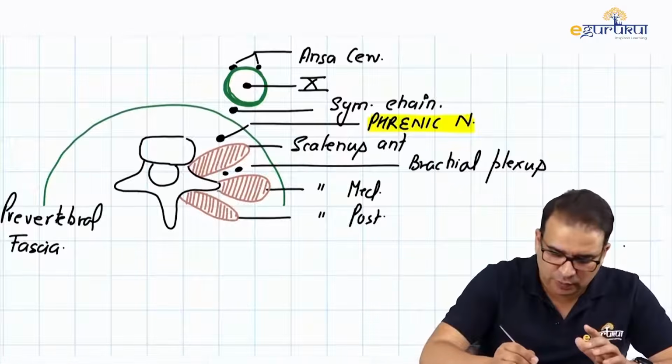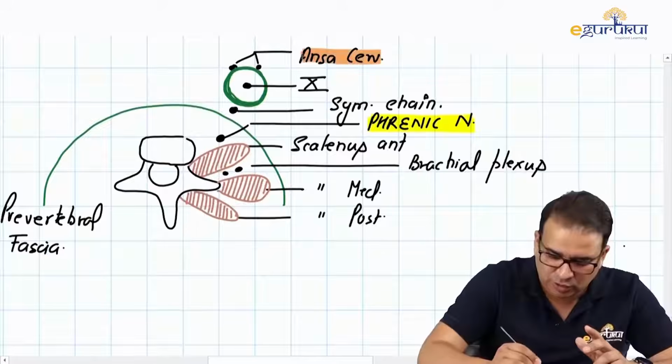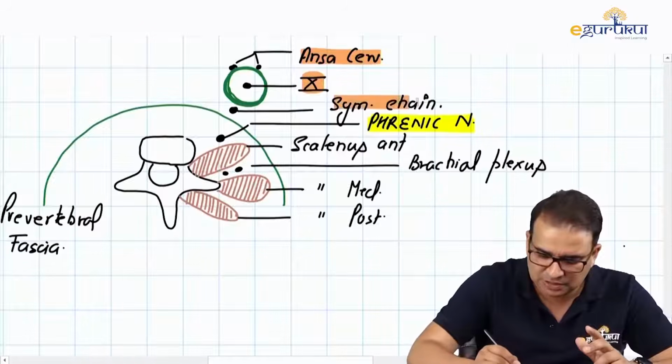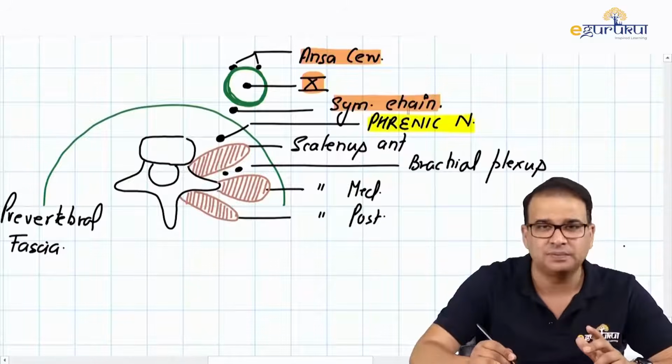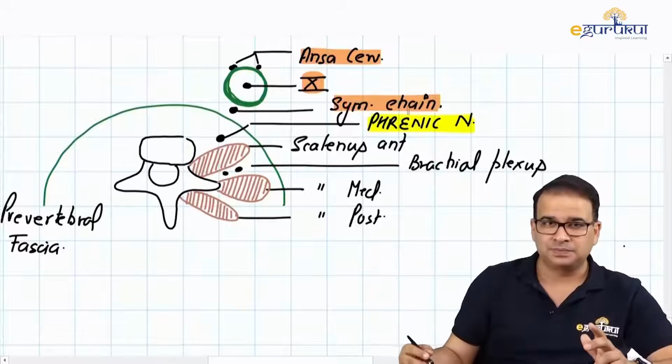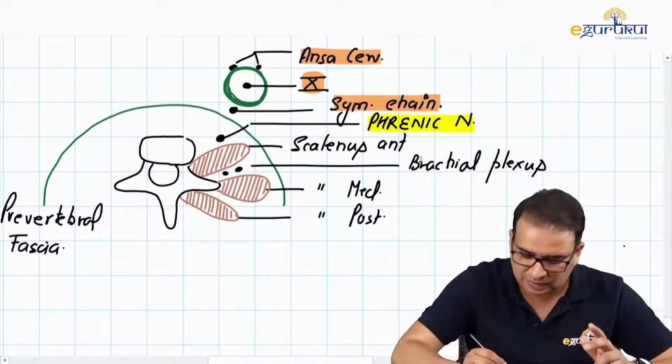So guys, as of now, we have seen the nerves we're talking about. Ansa is in front, vagus is inside the carotid sheath, sympathetic chain is behind but in front of prevertebral fascia. Phrenic nerve is in front of scalenus anterior, behind prevertebral fascia. And then we have brachial plexus roots which are present between scalenus anterior and medius.